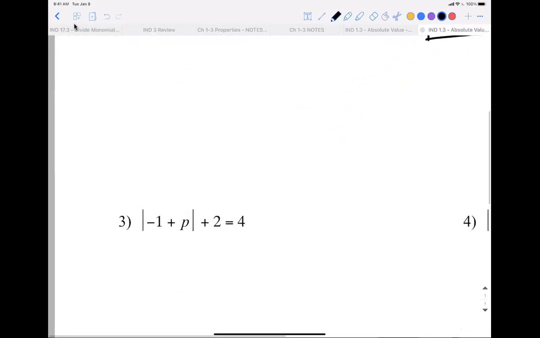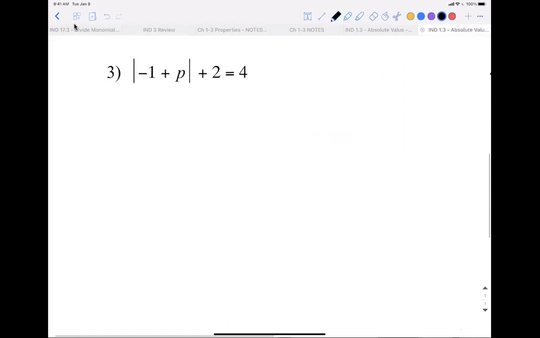All right, let's look at this example. Give you a minute to get it written down in your notes.